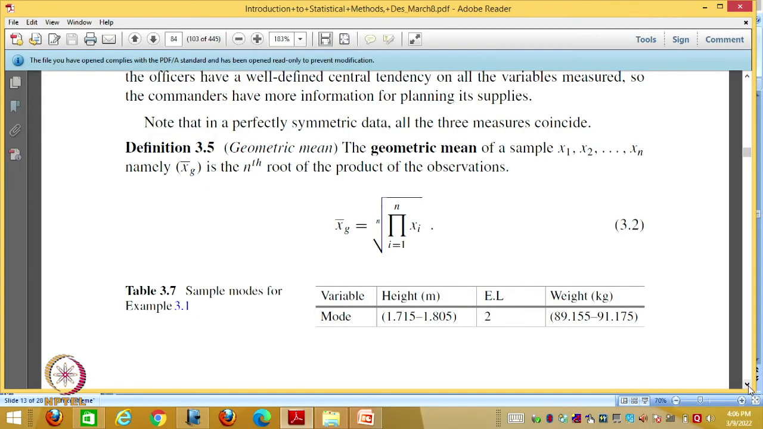Then another measure is the geometric mean. If you have a sample of n data, one can find the geometric mean.